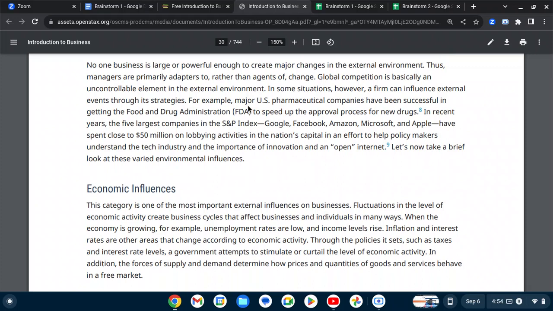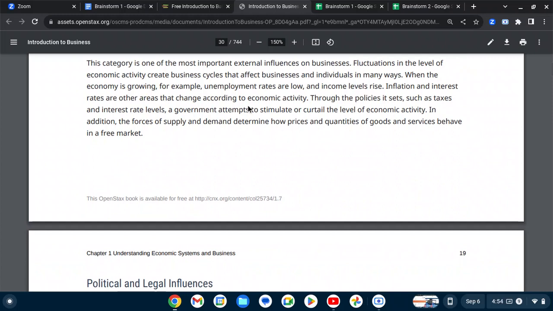Let's now take a brief look at these varied environmental influences. Economic influences. This category is one of the most important external influences on businesses. Fluctuations in the level of economic activity create business cycles that affect businesses and individuals in many ways. When the economy is growing, for example, employment rates are low and income levels rise. Inflation and interest rates are other areas that change according to economic activity.